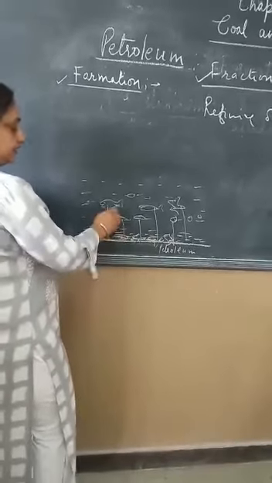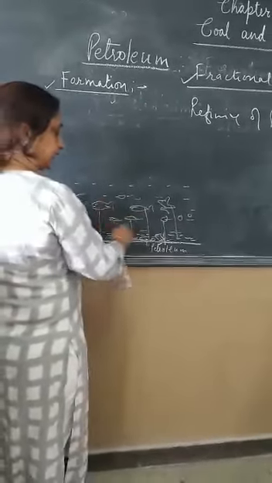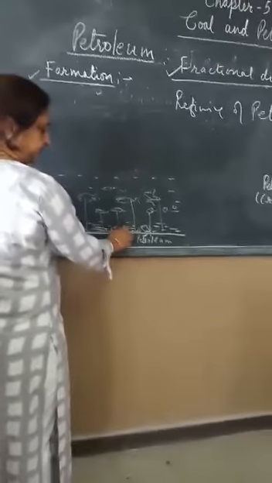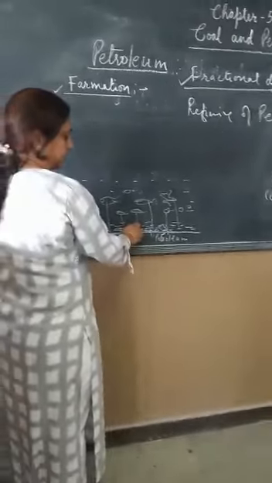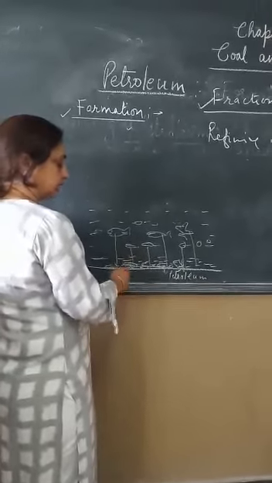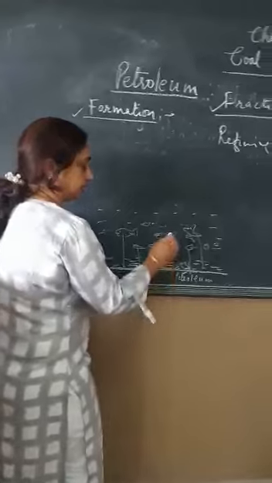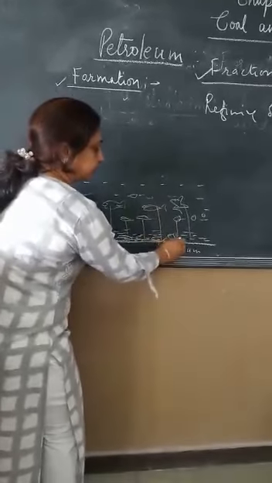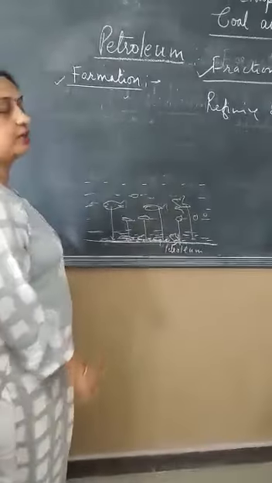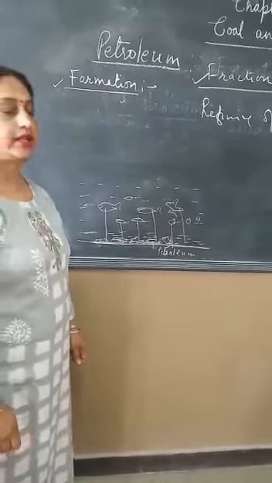How is it formed? The dead animals in the sea settled at the bottom of the sea. They got covered with soil, clay, etc. Then over millions of years, under high pressure and temperature in the absence of air, these dead animals get converted into petroleum. This is how petroleum is formed.